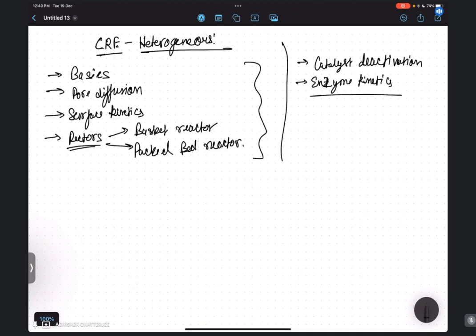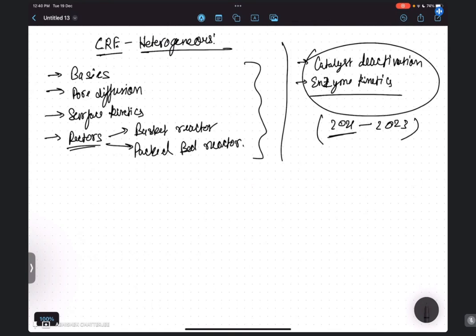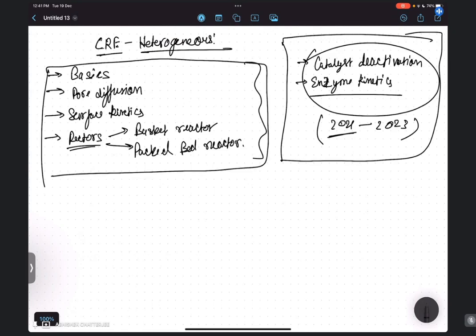Okay, but this part was introduced in 2021 by IIT Bombay, and from 2021 to 2023 no such question has come from this. The questions that have been asked from enzyme kinetics and catalyst deactivation are normal aptitude questions, like if you just pick up the paper. Not such defined questions are asked. So this part we can cover later. This part is not that important. This much is important because this much is our base syllabus.